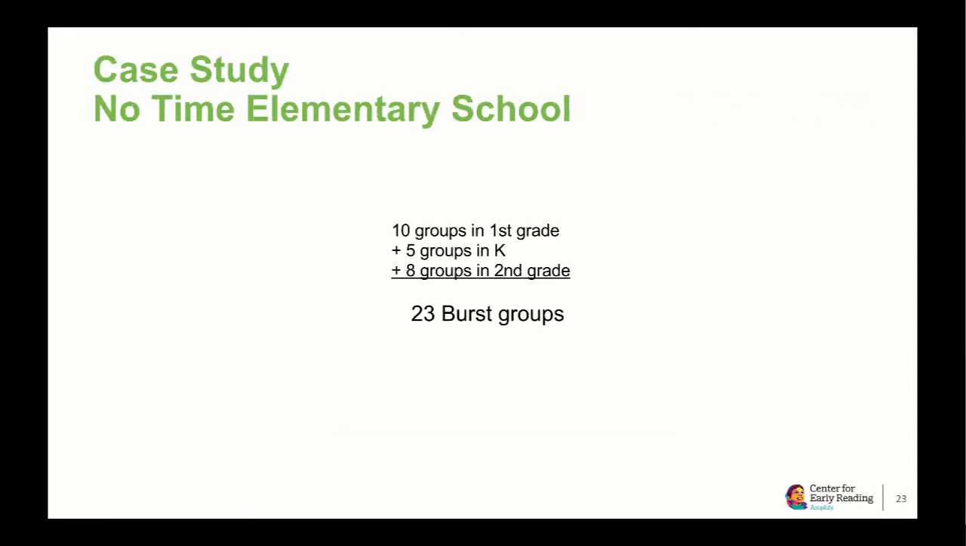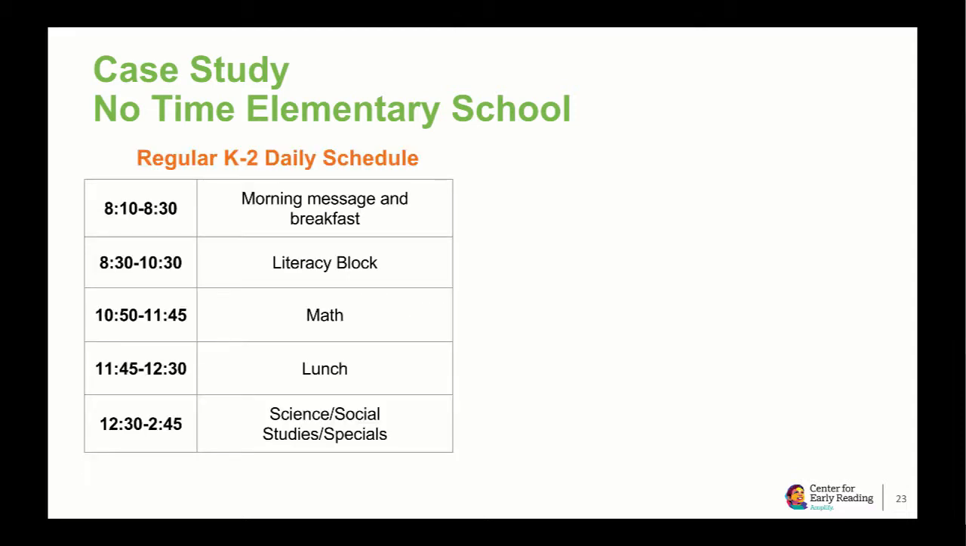There are a total of 23 burst groups in kindergarten through second grade. So we had 10 groups in first grade that we saw earlier, 5 groups in kindergarten, and 8 groups in second grade. Here is their kindergarten through second grade daily instructional schedule.